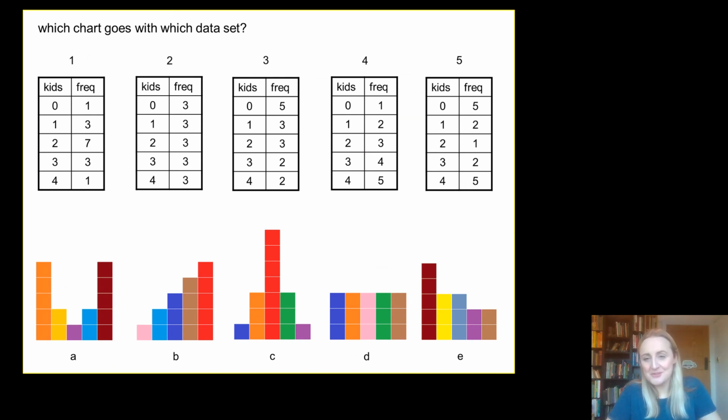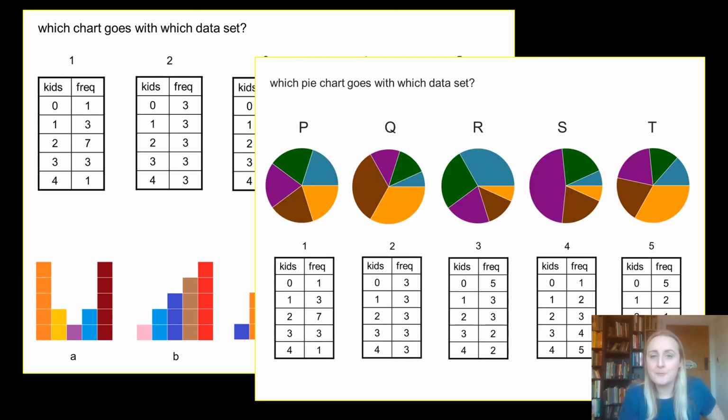Here's a lovely task from Don Stewart. Again, lots of thinking to be done here, lots of reflection, lots of reasoning. Here we have a set of tables and then a set of bar charts, and students have to figure out which goes with which. And then we have the same for pie charts. I find this really interesting because I look at that and I think, well, Q has this one massive chunk and so does T. So I'm looking at those tables and I'm thinking which one has got something that's quite noticeably bigger than the rest.